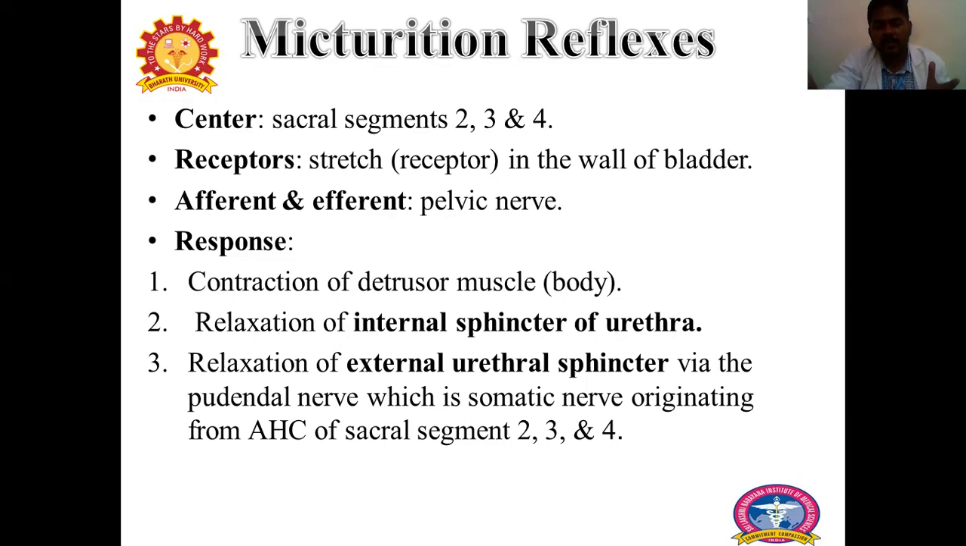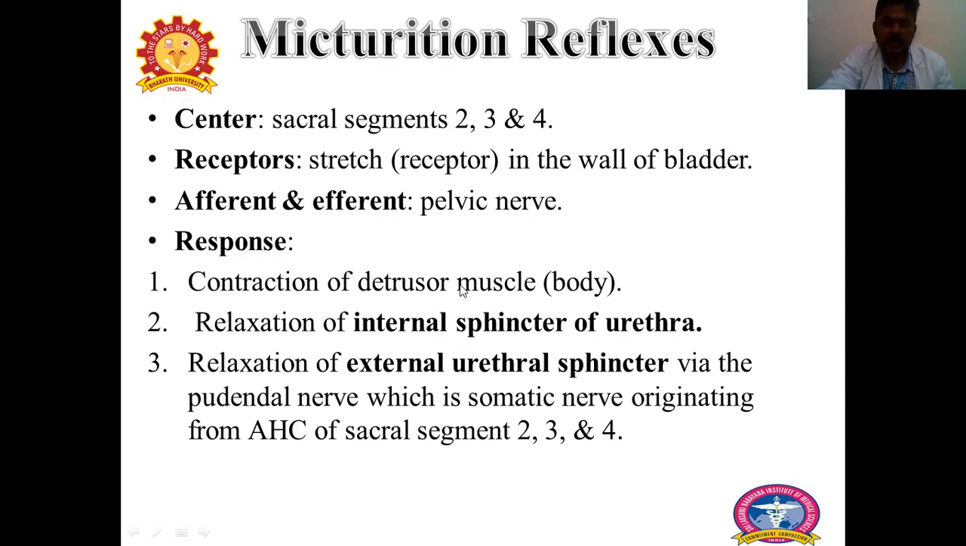When the bladder fills with urine, it begins to stretch. When the bladder stretches, the stretch receptors will get activated. When the stretch receptors are activated, what will happen? The afferent pelvic nerve will get activated. When the afferent pelvic nerve is activated, it will give the information to the sacral segment of the spinal cord. From the sacral segment, the efferent pelvic nerve will start. The efferent pelvic nerve will cause contraction of the detrusor and relaxation of the internal urethral sphincter.